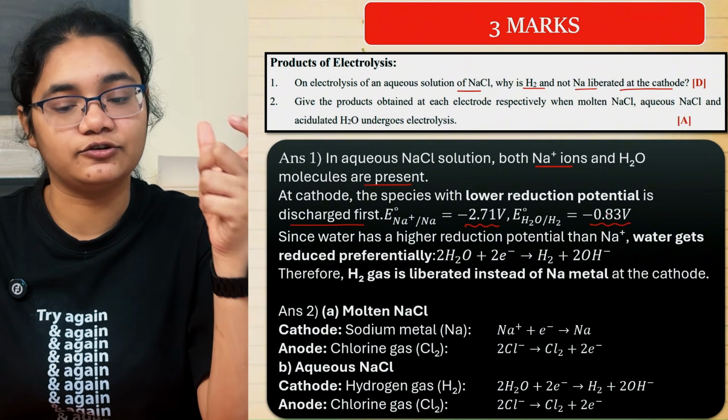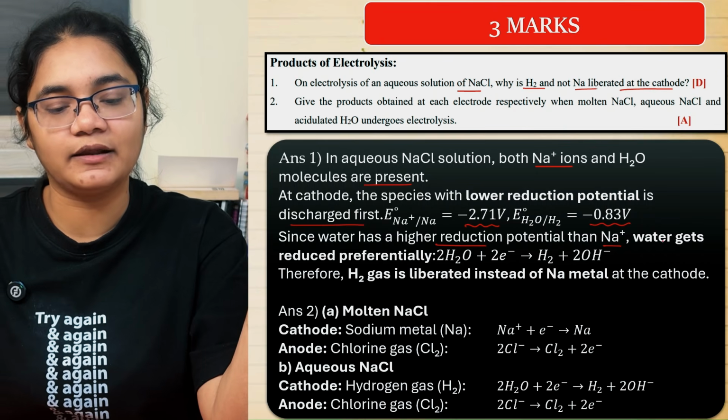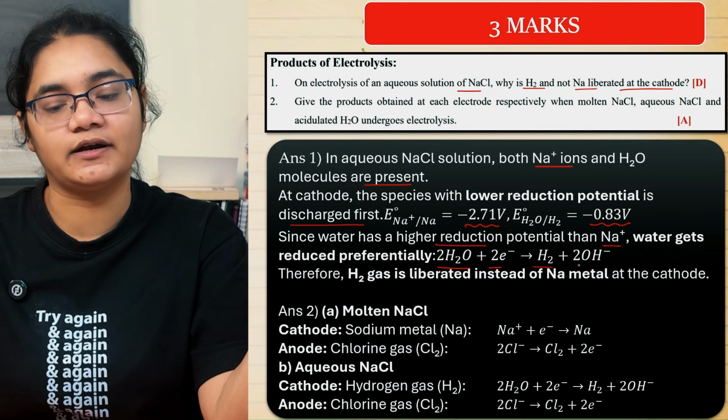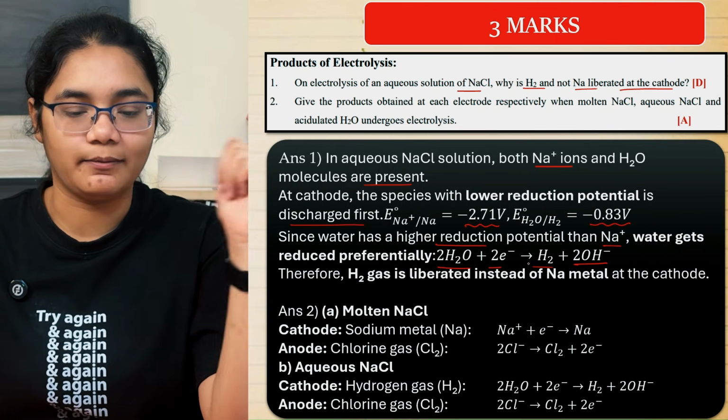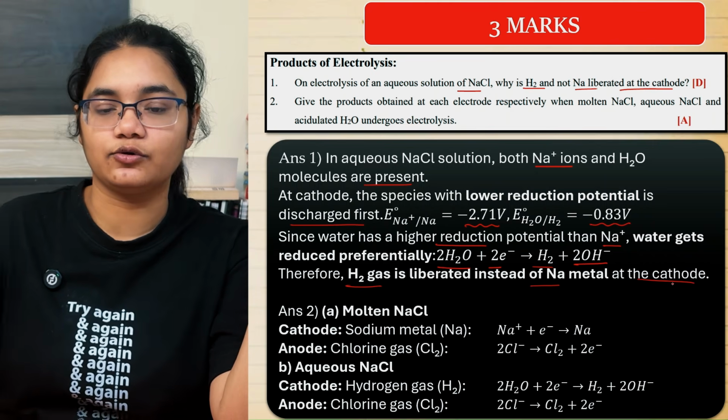So water has the higher reduction potential, which means the tendency for the reduction of H2O to H2 is higher. Since water has a higher reduction potential than Na plus, water gets reduced preferentially. Water gains electrons and gets converted to H2 plus OH minus. Therefore, H2 gas is liberated instead of sodium metal at the cathode.